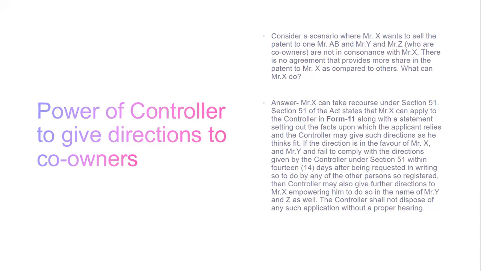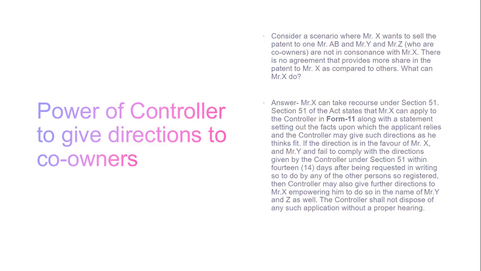Mr. Y and Mr. Z are not complying with Mr. X. He can fill out form 11 and give a statement to the controller. And if the controller feels that Mr. X has a case, then the controller will give a direction to Mr. Y and Mr. Z to comply. Now, if the direction is in favor of Mr. X and Mr. Y fail to comply with the directions given by the controller under section 51 within 14 days after being requested in writing to do so, then the controller will give further directions to Mr. X, empowering him to do so in the name of Mr. Y and Z as well. The controller shall not dispose of any such application without hearing.